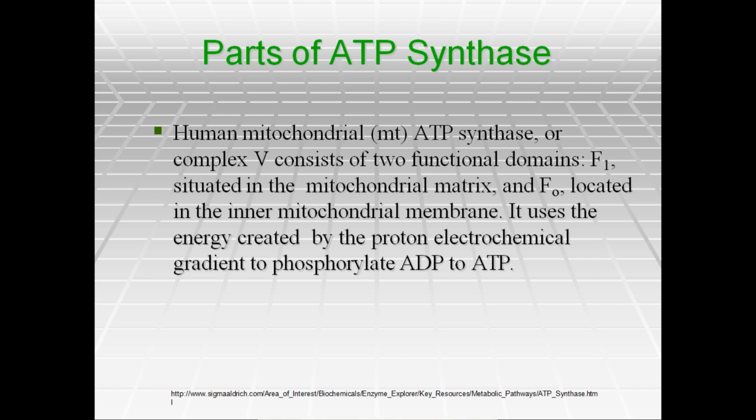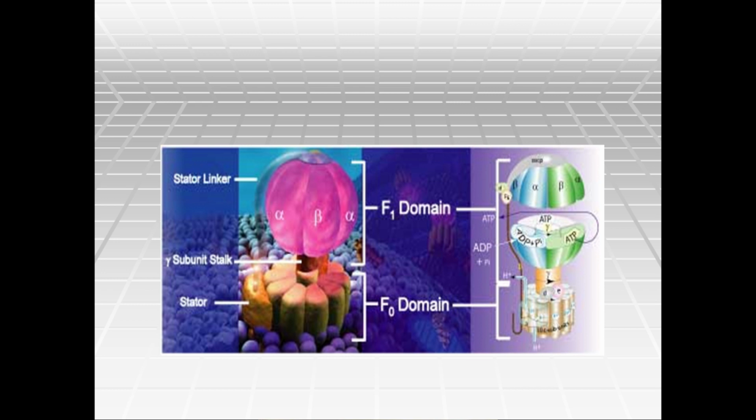To understand the functioning of ATP synthase, we should know the parts of the ATP synthase. The human mitochondrial ATP synthase consists of two functional domains, F1 situated in the mitochondrial matrix and F0 located in the inner mitochondrial membrane. It uses the energy created by the proton electrochemical gradient to phosphorylate ADP to ATP.